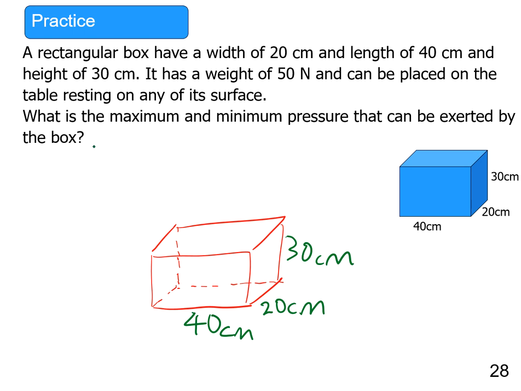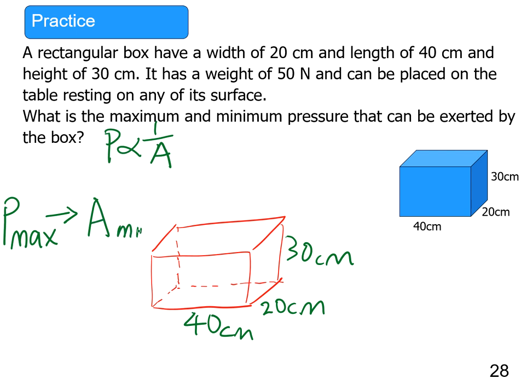So again, we know that pressure is inversely proportional to area. So when you want the maximum pressure, you want a big pressure, then you must make sure that in this case, the contact area is the minimum. Similarly, if you want the least pressure, minimum pressure, then your contact area has to be the maximum.